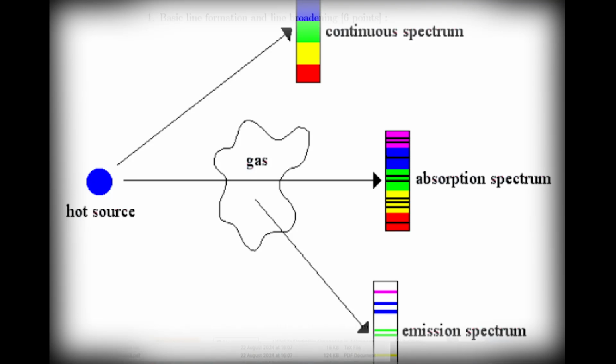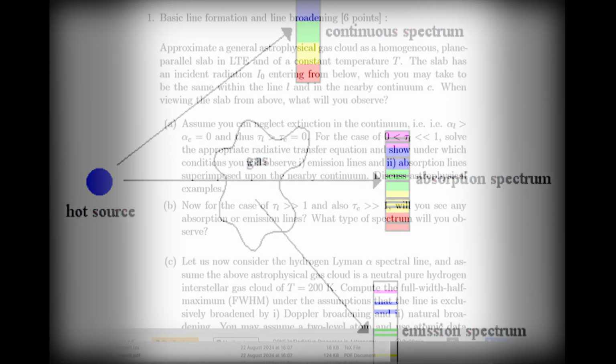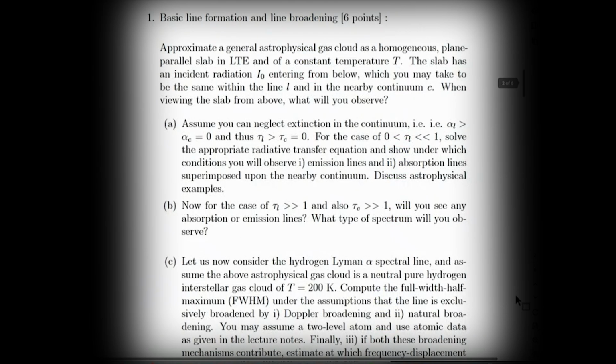Okay, so first exercise, this is from last year's exam actually. First question, so we'll do that. We have basic line formation and line broadening, so that gives you some pointers toward what we're going to do here. We're going to approximate the general astrophysical gas cloud as a homogeneous plane parallel slab in LTE and of constant temperature T. Already that should give you some associations with what we're dealing with here, right?